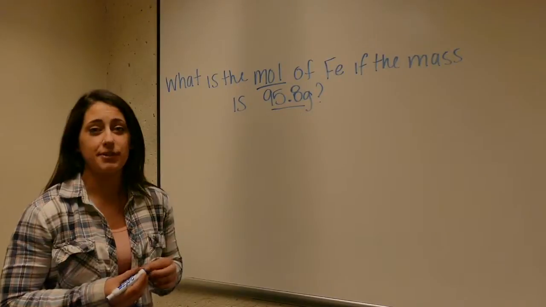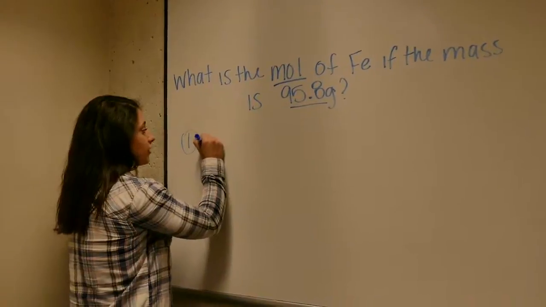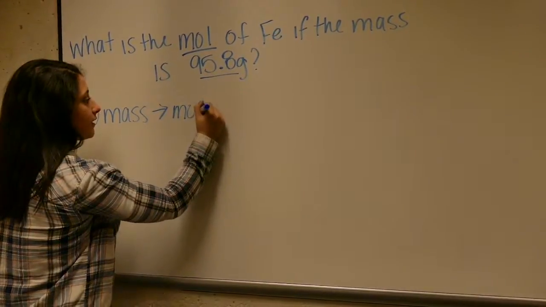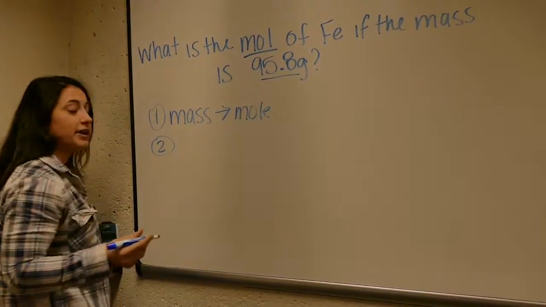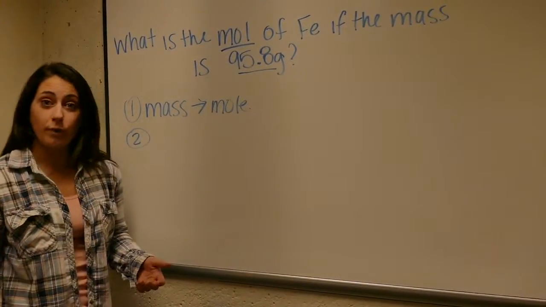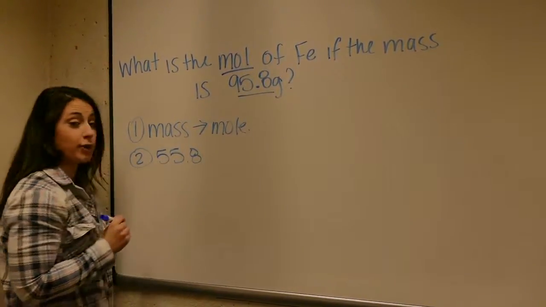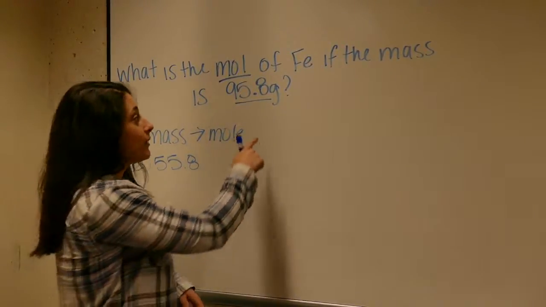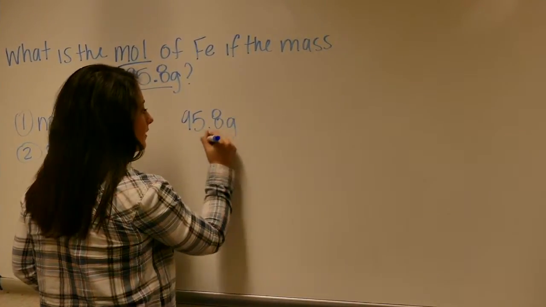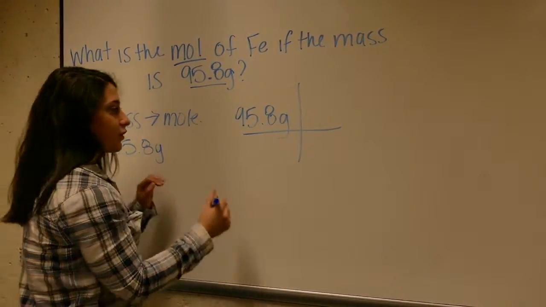So the first thing we want to do is create a roadmap. Since we're trying to find the moles, we're going to go from mass to mole. Then we have to pull out a periodic table and find out what the atomic mass is for iron. What we know is that iron's atomic mass is 55.8. So we take the 95.8 grams from the problem and divide it by the 55.8 grams that iron weighs.